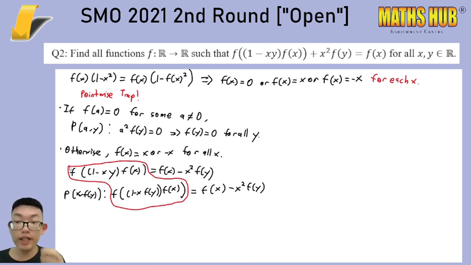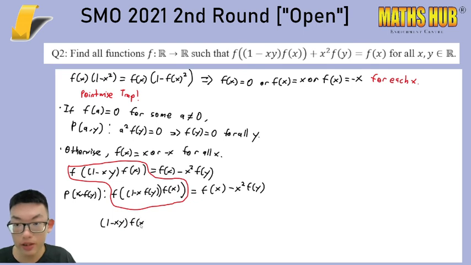Now if they are the same, because now I know that f(x) is x or negative x for all x, it means that you get plus minus 1. They are plus minus of each other rather. So it means that (1 minus xy) f(x) is going to be equal to plus or minus (1 minus x f(y)) f(x).